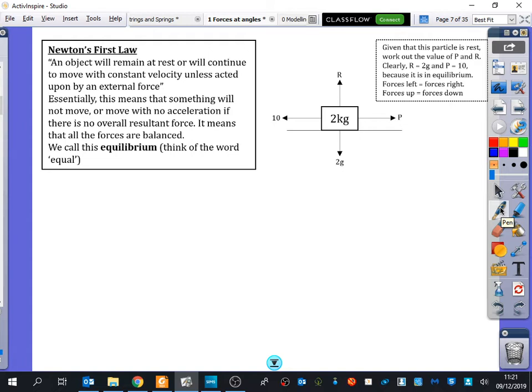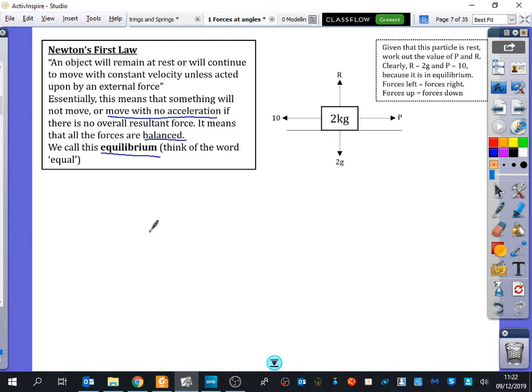It probably is. But Newton's first law says that an object will remain at rest or will continue to move with constant velocity unless acted upon by an external force. Essentially, this means that something will not move, or it will move with no acceleration if there is no overall resultant force. It means that all the forces are balanced, and we call this equilibrium.